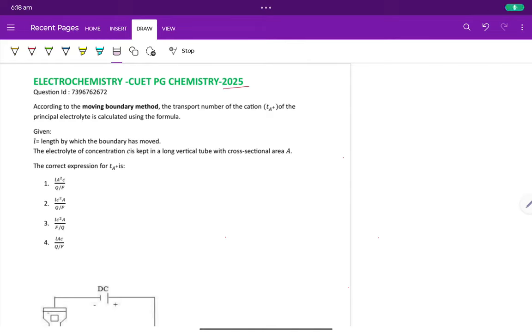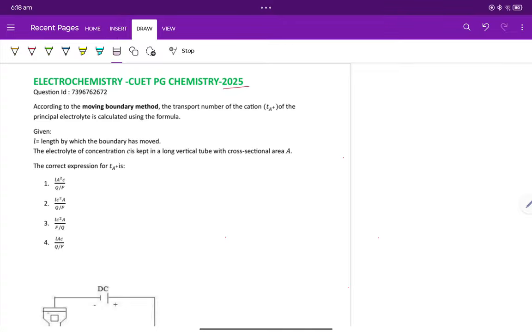So let us start the electrochemistry questions from the year 2025 onwards. Here the question is: according to the moving boundary method, the transport number of T plus, the positive ion of the principal electrolyte, is calculated using the formula. You are asked to determine the formula of the moving boundary method.